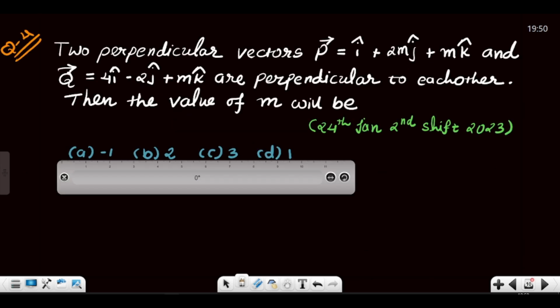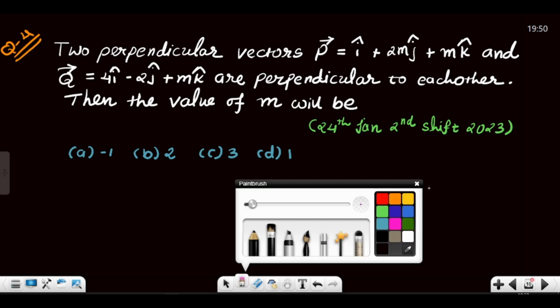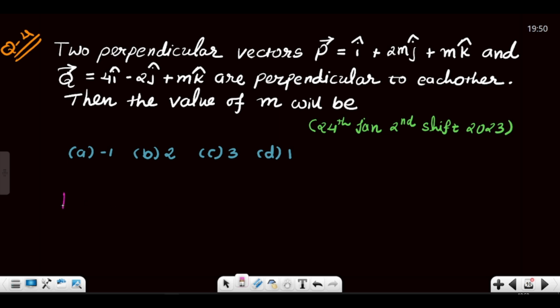This is the next question, question number 4. Perpendicular vectors. We have two vectors which are perpendicular to each other. P and Q are perpendicular to each other. Then the value of m will be? Okay, we have two vectors, vector P and vector Q. Vector P is something like i cap plus 2m j cap plus m k cap, and vector Q is 4i cap minus 2j cap plus m k cap.